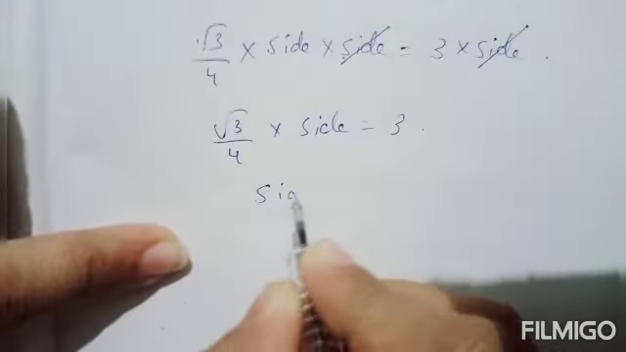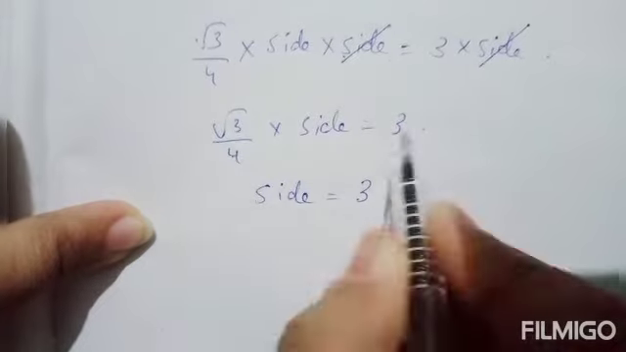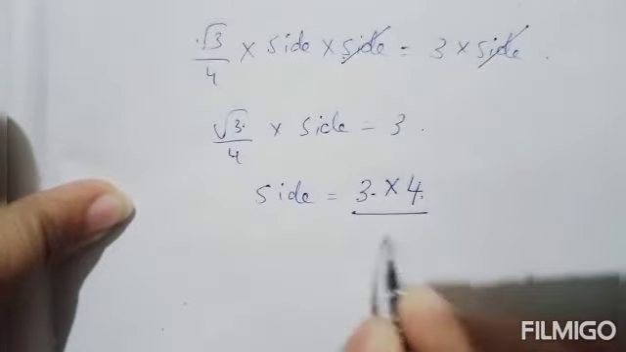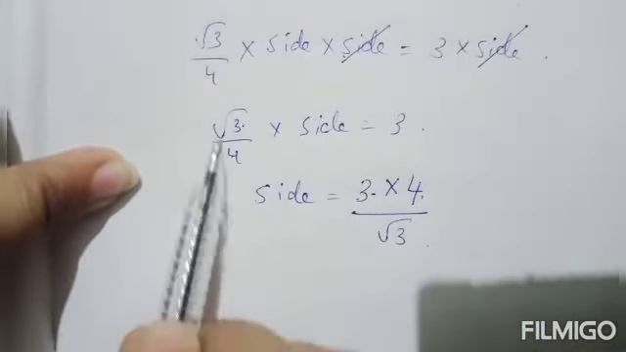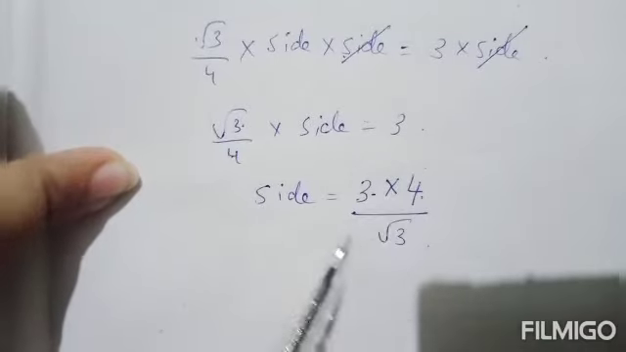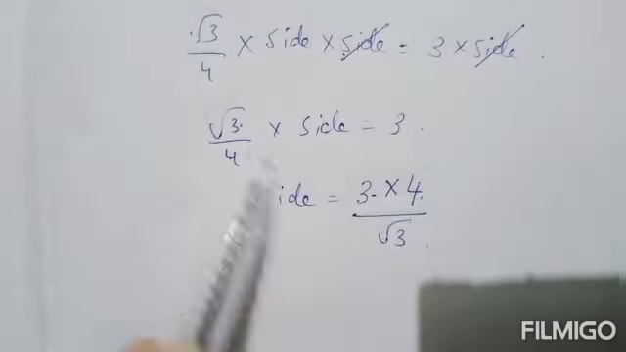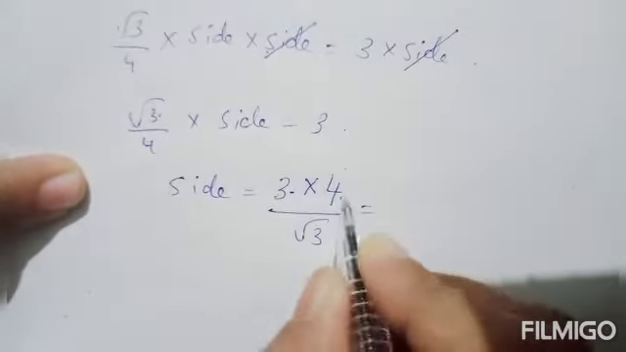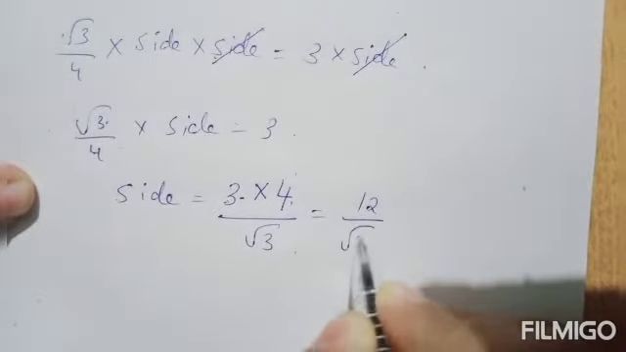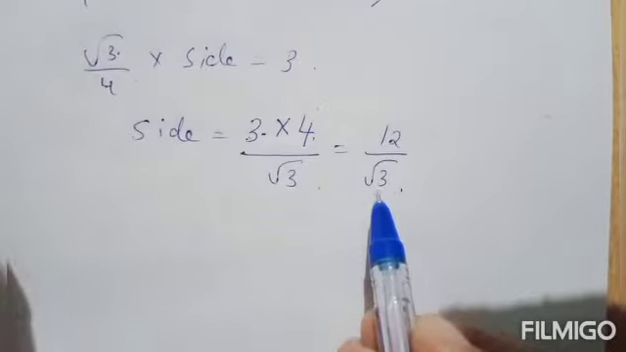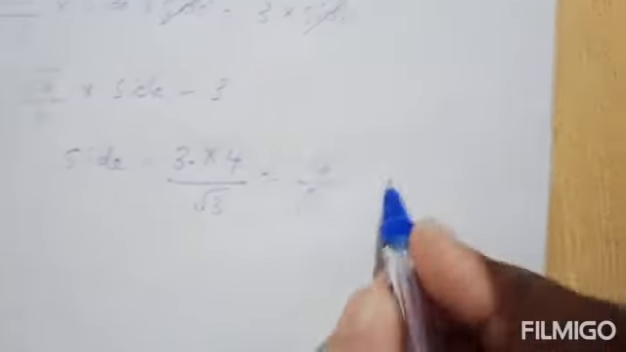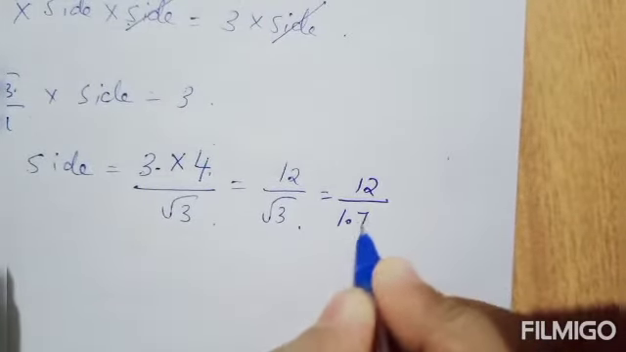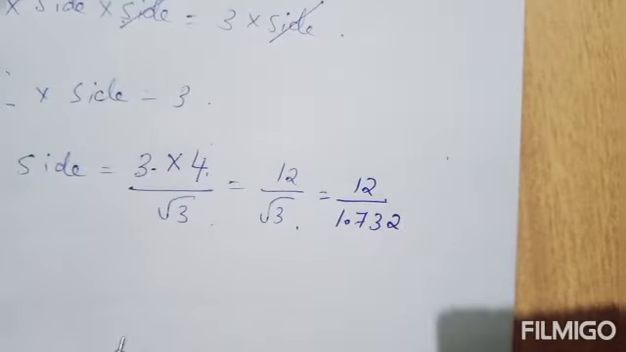From this, how can you find the side? This 4, on taking to the other side, it will be 4 into 3, and root 3 will be divided by root 3. Root 3 by 4 we are taking to the other side, so it will be 3 into 4 by root 3. Now 3 into 4 is 12 by root 3. Now you can substitute the value of root 3, which is 1.732.